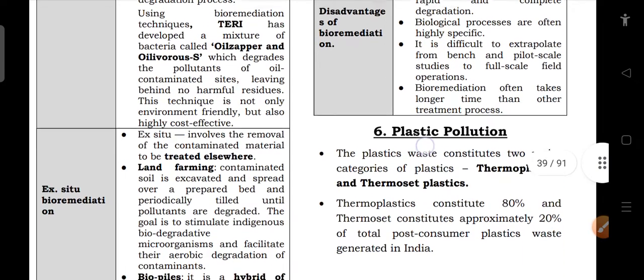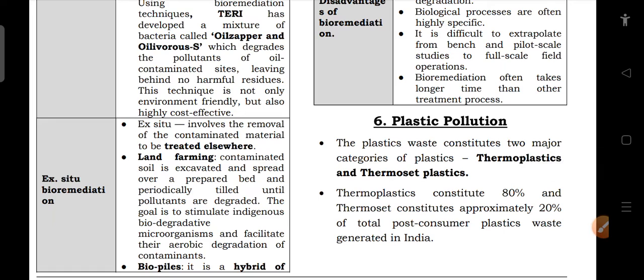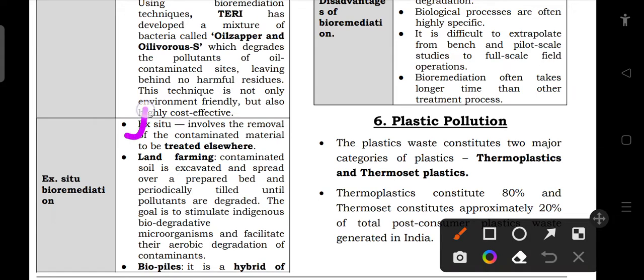Now the next one is about the ex situ. So all these things which we saw now are on spot treatment. Now ex situ, it involves removal of contaminated material to be treated elsewhere. It will be contaminated at one place. We have to take them and we have to do bioremediation on some other place, which is ex situ. First one is land farming. Here contaminated soil, we are excavating it and then spreading it over a prepared bed and periodically tilled until the pollutants are degraded.